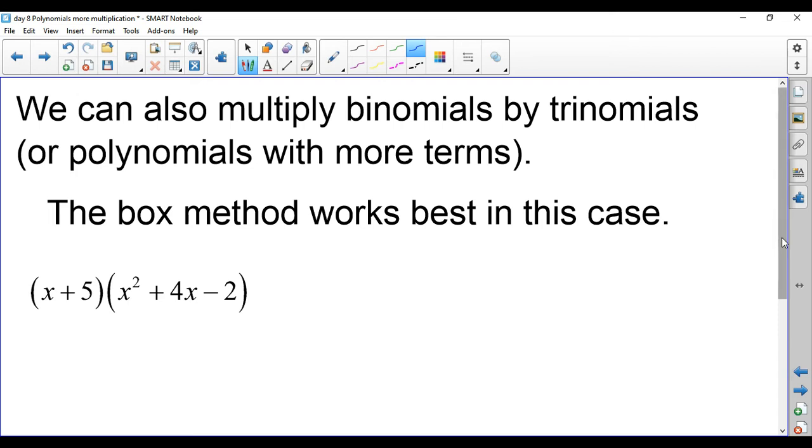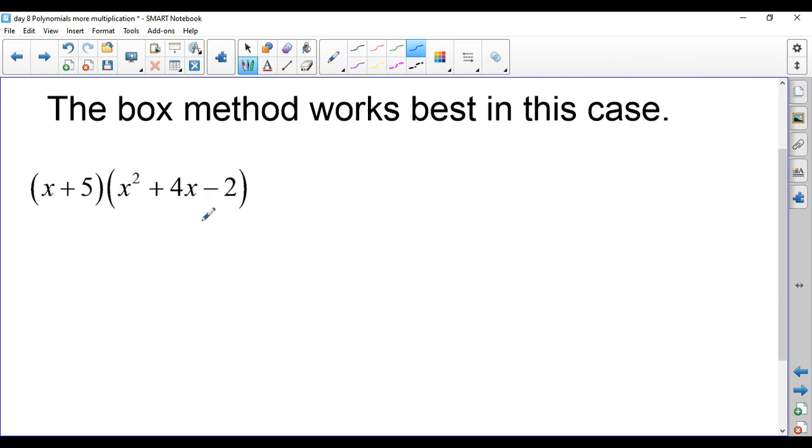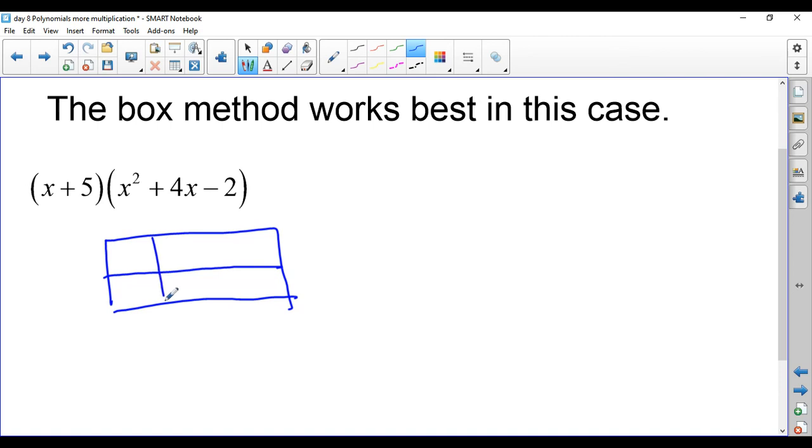When we're going to do this, we're going to use the box method, and I think that will work best for everyone, even if you're not using it for binomial times binomial. So here I have x plus 5, and I'm going to multiply it by x squared plus 4x minus 2. My preference is to always put 2 boxes going up and down, and then however many boxes I need going across. So I have x plus 5, and then I have x squared plus 4x minus 2. X times x squared, remember this x is x to the first, 1 plus 2, I get x to the third.